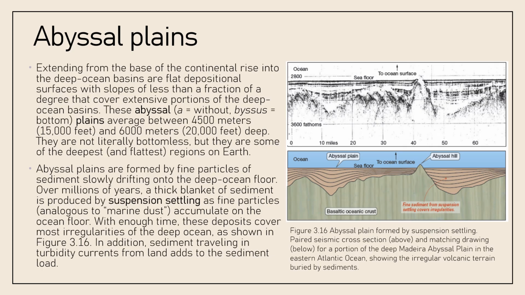On the right, we can see a figure of an abyssal plain formed with suspension settling, paired with the seismic cross section above. The picture at the bottom is actually a diagram generated from the seismic section above. You can see the fine sediment from the suspension settling covering all the irregularities in the deeper portion, leading eventually to a flat seafloor. All the depressions are covered. These are called abyssal plain, and at the top is the ocean surface, and the small protrusions which protrude up are called abyssal hills.